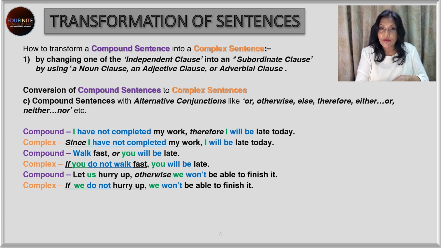So what we have done, when we use if, we have to use the subject form of the pronoun or the subject pronoun. We cannot have the object pronoun over here. In the compound sentence, it was let us, it's the object pronoun. But when we turn it into a complex sentence and we use the subordinating conjunction if, we have to have it in the subject form, that is subject pronoun.